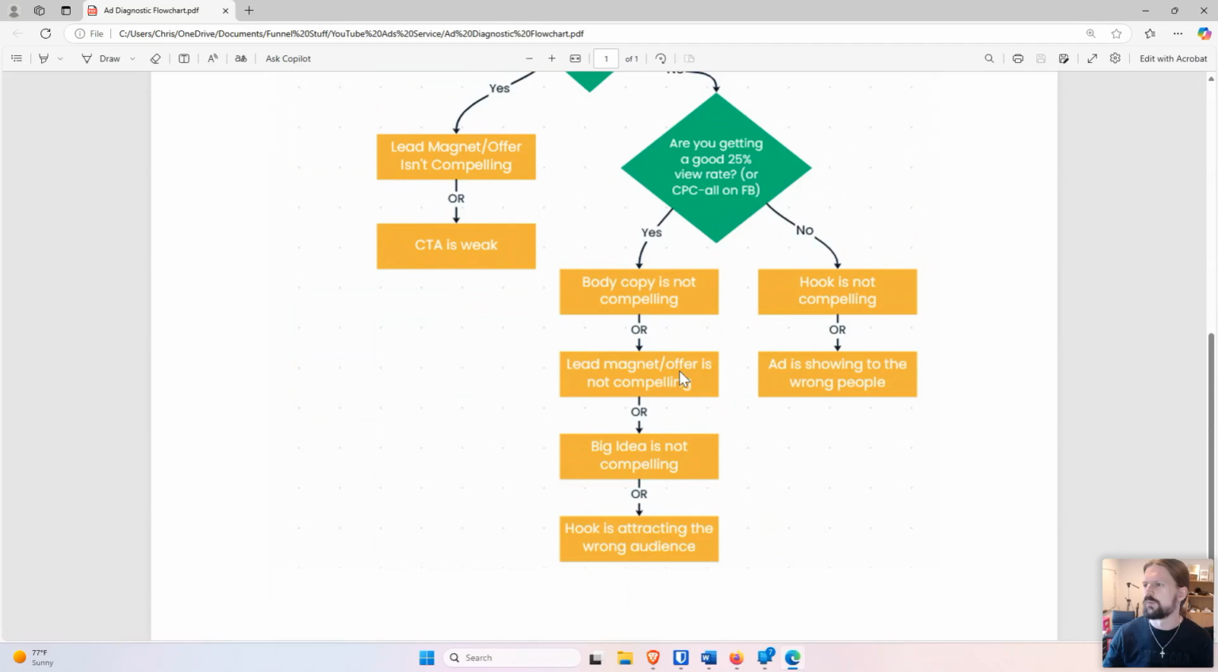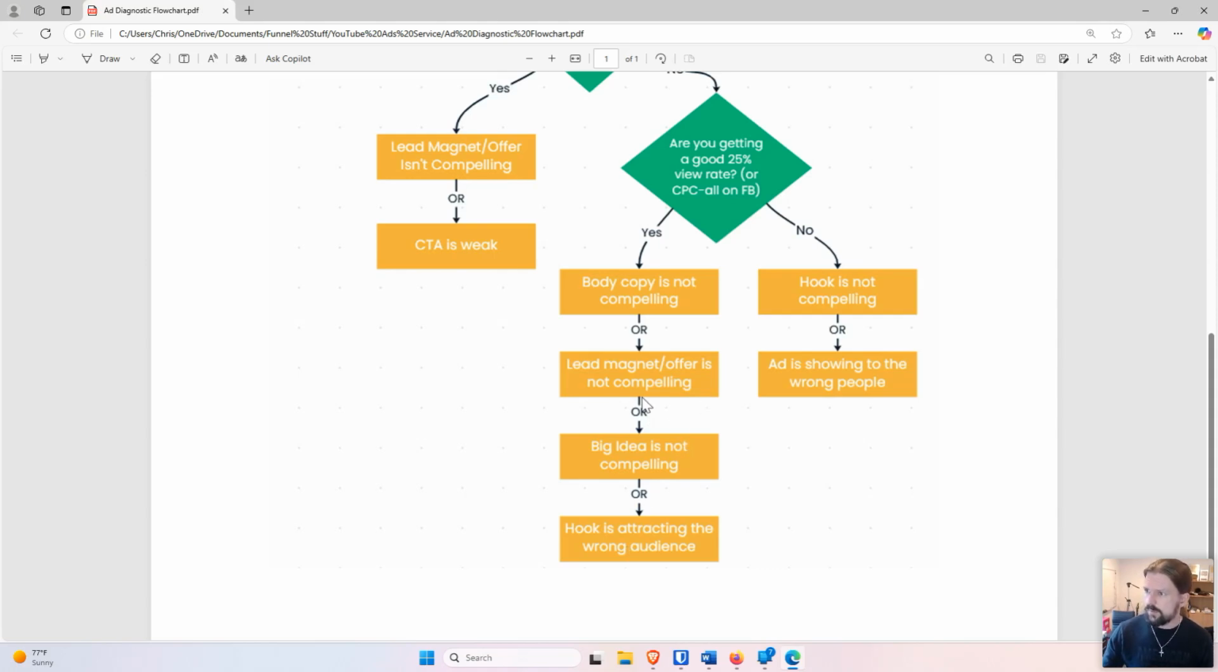Well, not call this number, but click here and buy this thing. So you go to a sales page and you actually buy something. So it may be that the thing you're offering is not that compelling. If I was to charge people money for this flow chart, I would say, click here and buy this flow chart for $10. Then it probably wouldn't work either, because it's just not compelling to people for whatever reason.